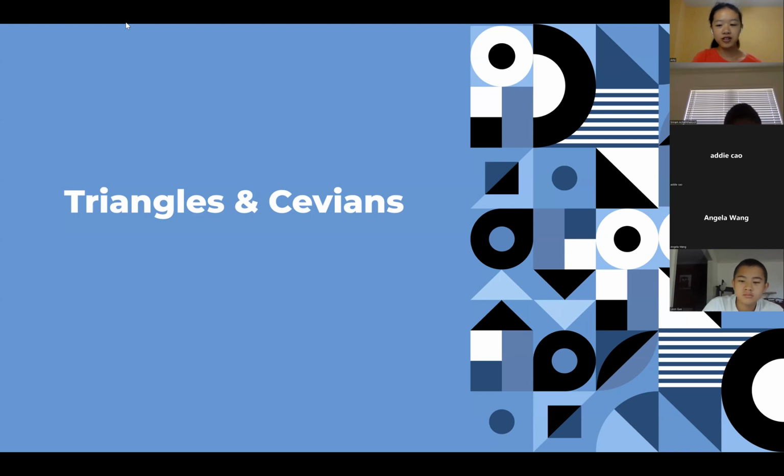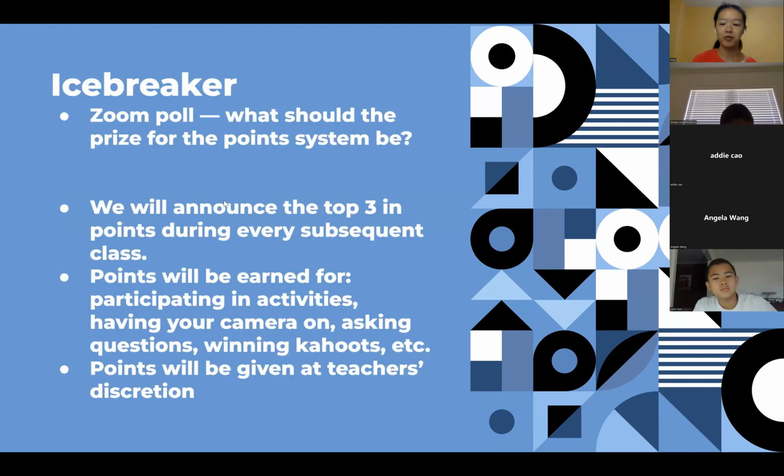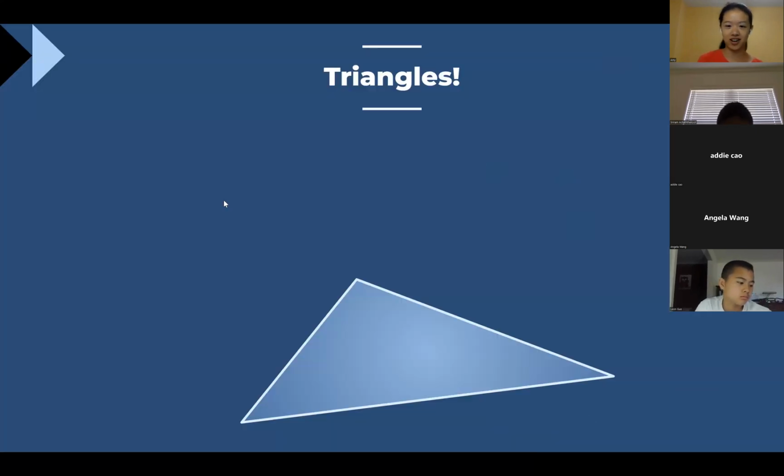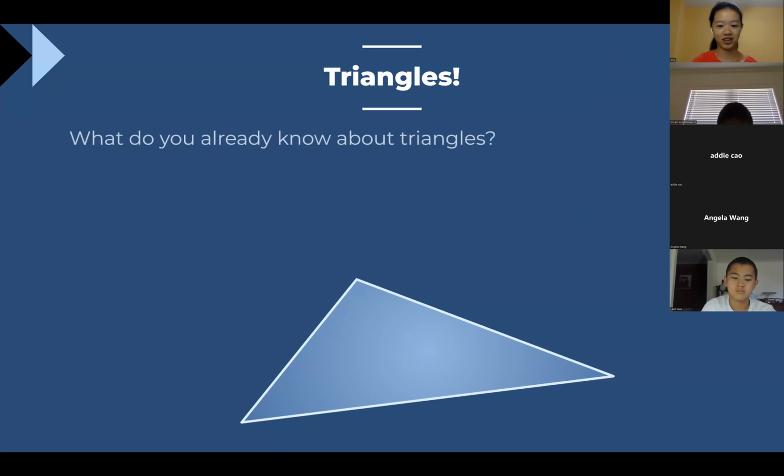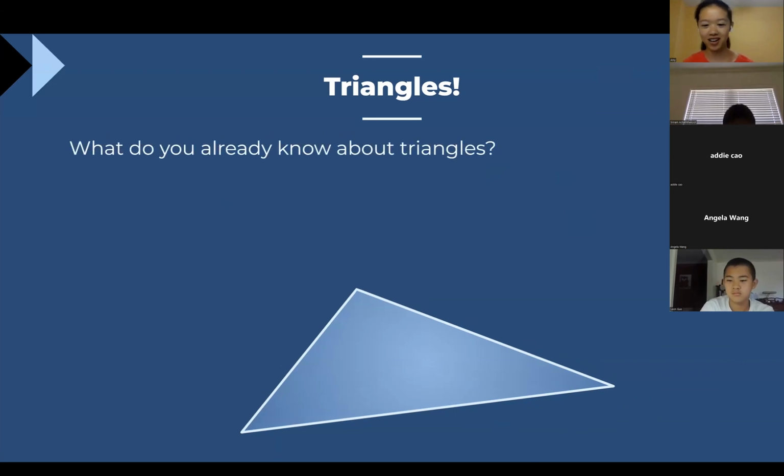First, what do you guys already know about triangles? You can just put it in the chat, everything you've got. Yes, they've got 3 sides, 3 vertices. They can have 1 right angle. The angles have to add up to 180 degrees.